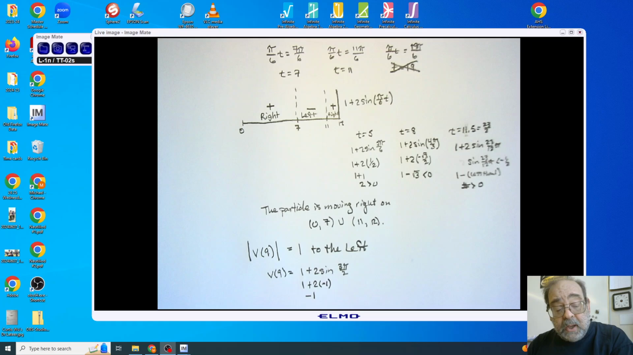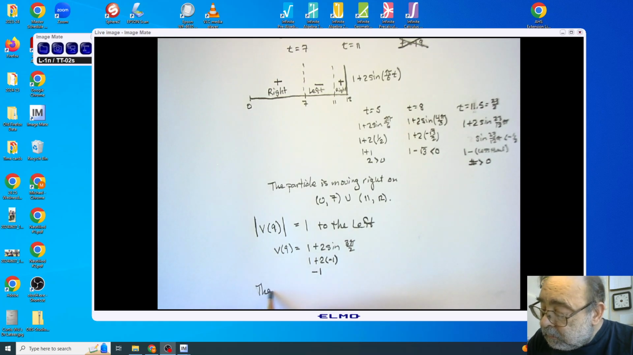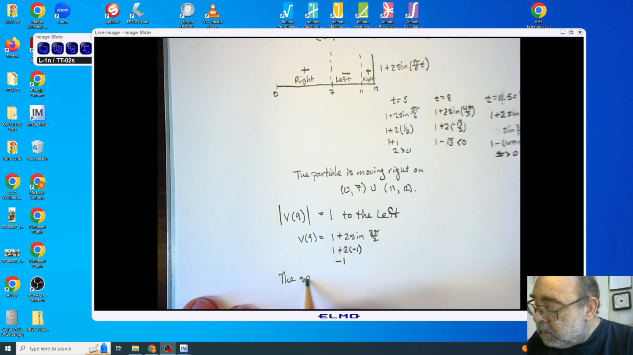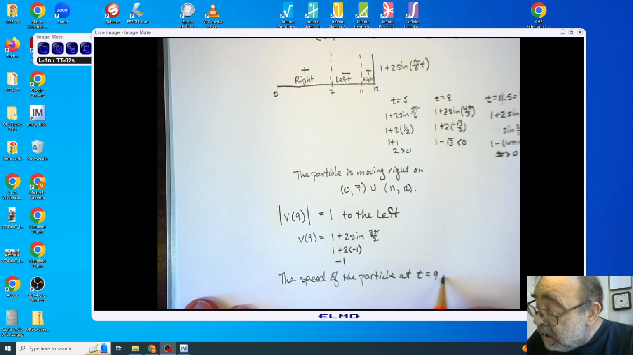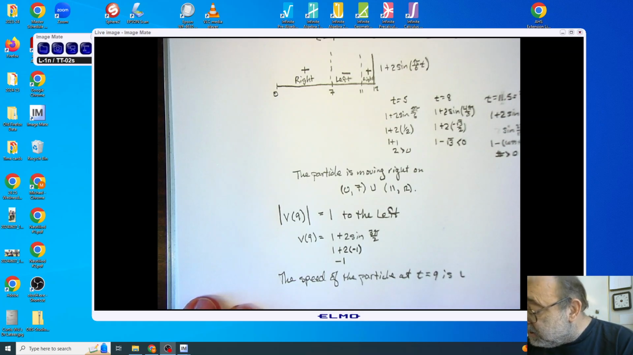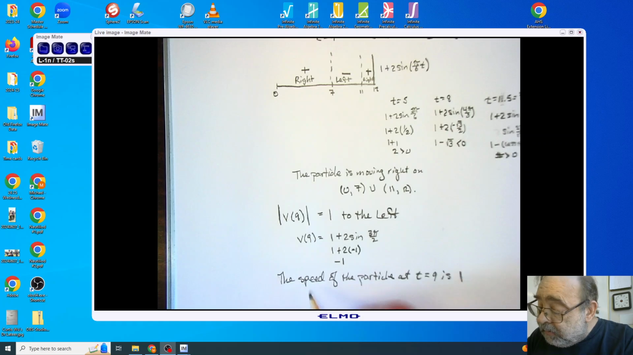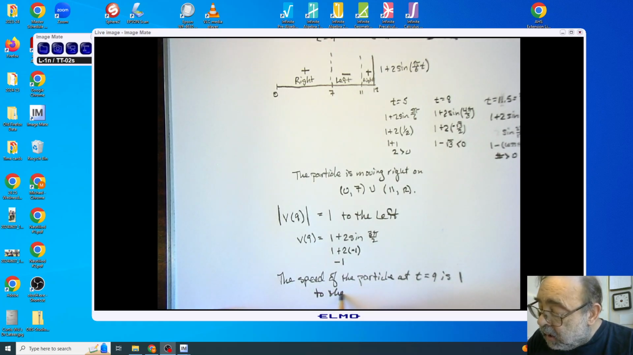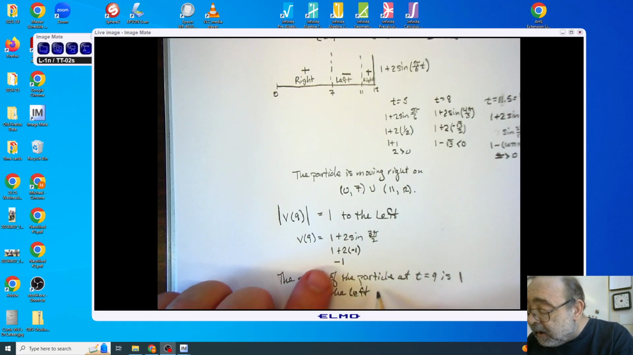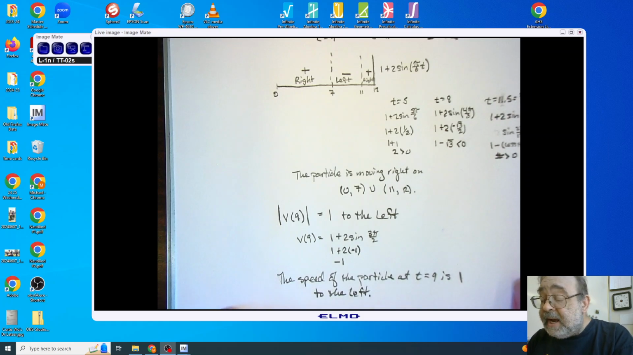And because this is an FRQ, I'm going to make sure that I write a sentence. The speed of the particle at t equals 9 is leftward. Let's say 1 to the left. So 1, but they didn't give me units. And then the direction to the left to account for the negative. All right, there's the second question.